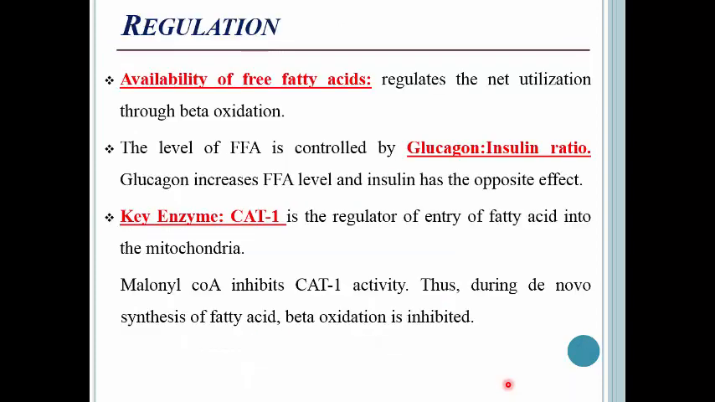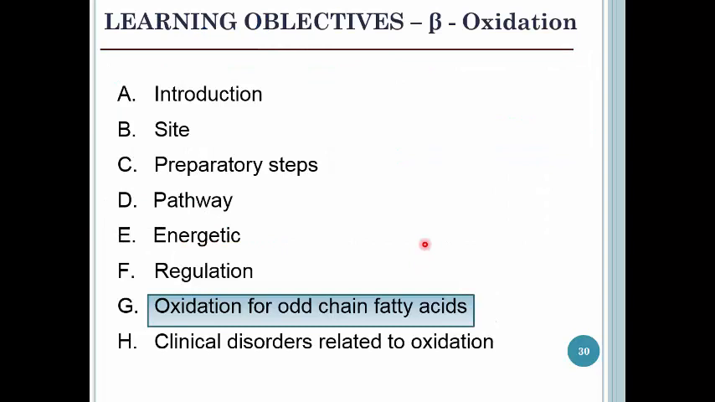Regulation: the availability of free fatty acid is one of the regulatory factors for the operation of beta oxidation. Second one is the glucagon-insulin ratio. Glucagon increases the free fatty acid level, that's why it promotes beta oxidation. And the key enzyme of this pathway is CAT1, carnitine acyltransferase 1, which is required for the transportation of activated fatty acid from the cytoplasm to the mitochondria. Okay, so these are the regulatory factors for beta oxidation.